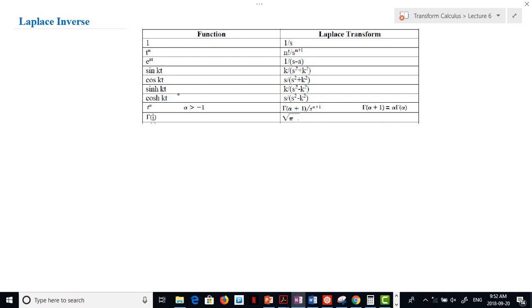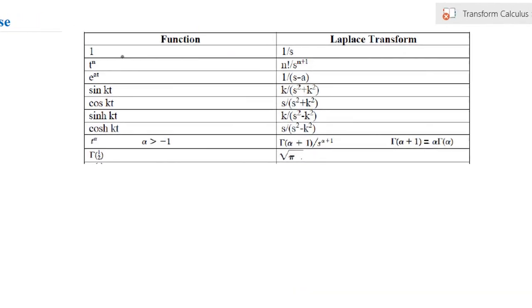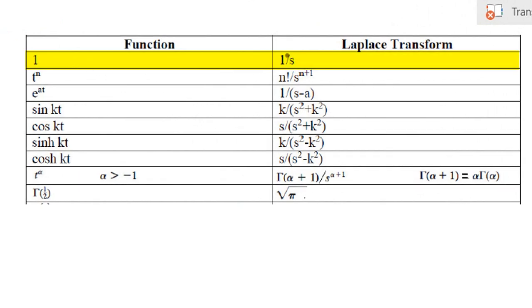table. So we said when function is equal to 1, Laplace transform is 1 over s. We found Laplace transform of t to the power of n is n factorial over s to the power of n plus 1. e to the power of at, we said the Laplace transform is equal to 1 over s minus a. Sine kt is k over s squared plus k squared. Cosine kt is s over s squared plus k squared.